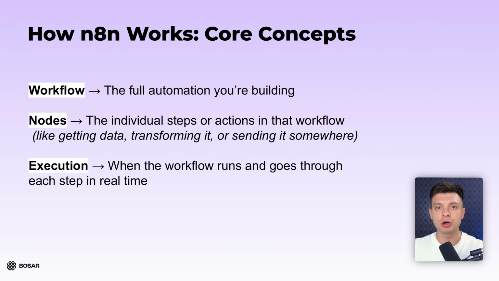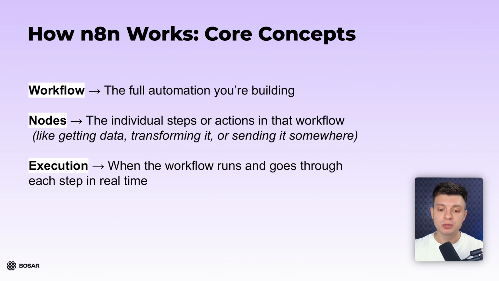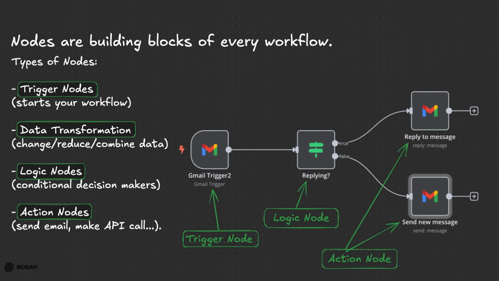So there are 3 core concepts in n8n: workflow, nodes, and execution. A workflow is the full automation you are putting together. Nodes are the individual steps, okay? Like pulling data, changing it, or sending it somewhere else. And the execution just means that the workflow is running and going through each step in real time. It is all built around a visual workflow editor. You create automations by dragging and dropping nodes, which are again the building blocks of every workflow in n8n. And there are different types of nodes, each representing a step or action. They can be categorized into 4 main types.